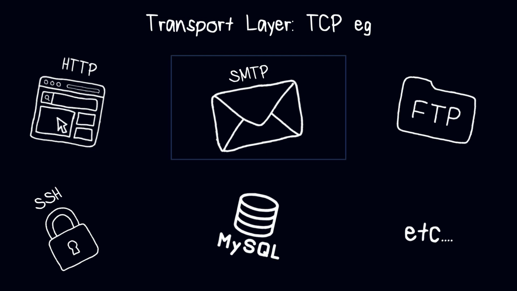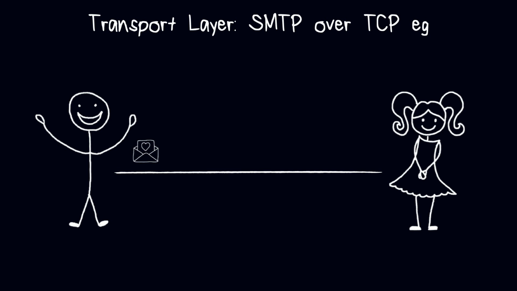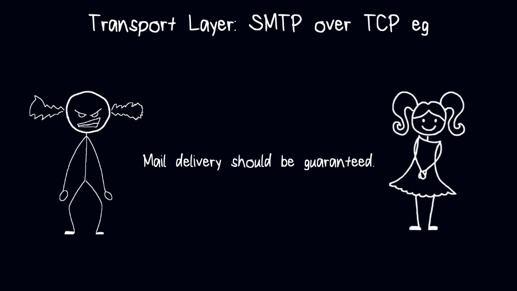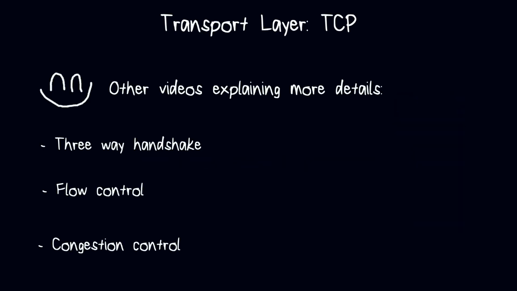Take for example the SMTP protocol, which is used for sending mails. If JP were to send an email to Joanne, JP wants a 100% guarantee that his email reaches her. If, for any reason, parts of the email would be dropped, JP would become mad furious. Typically, all people would expect mail delivery to be reliable. There will be other videos explaining TCP in more detail.